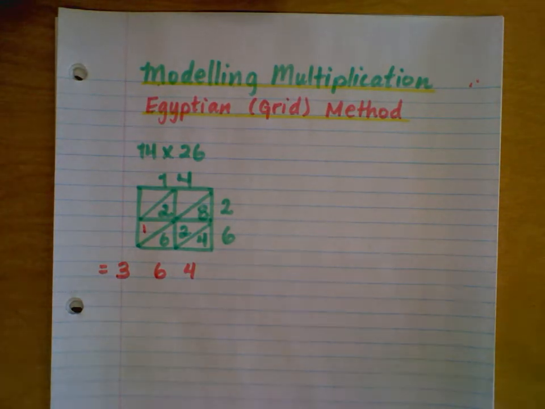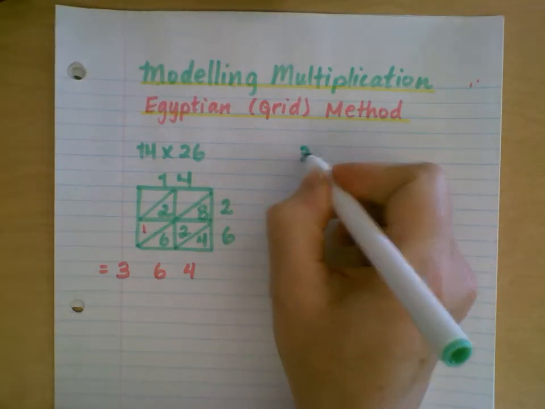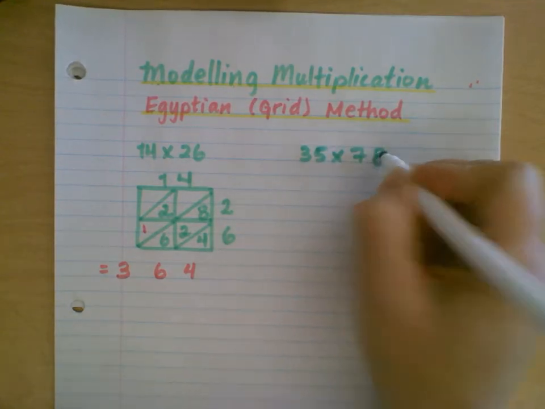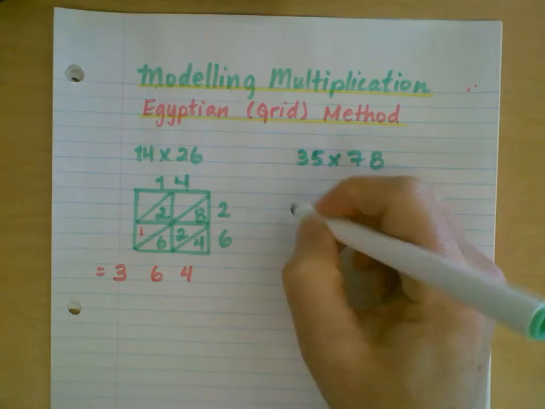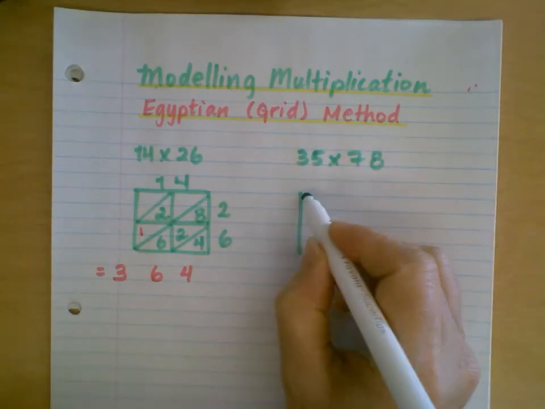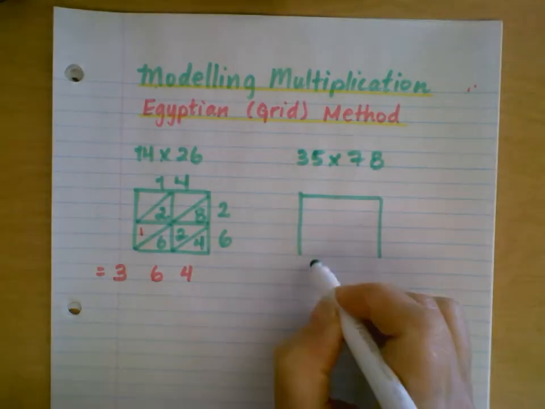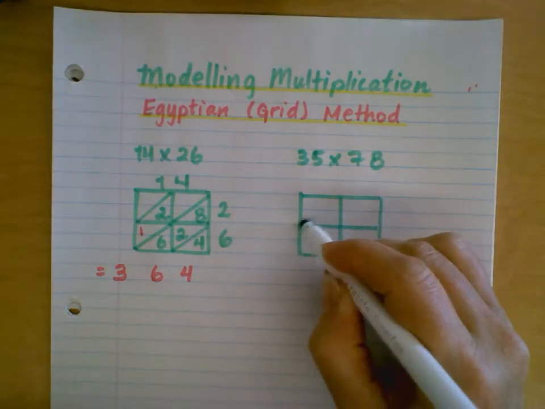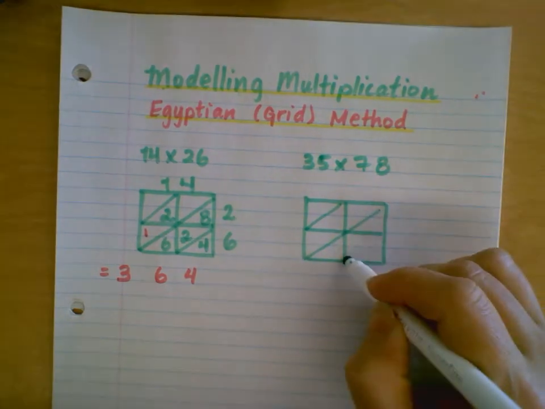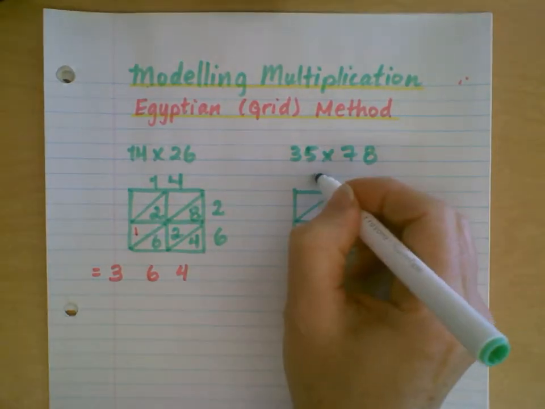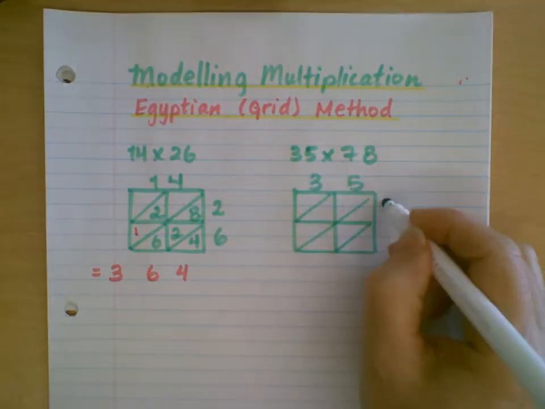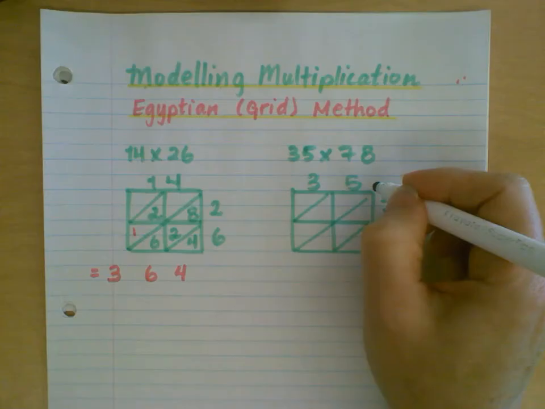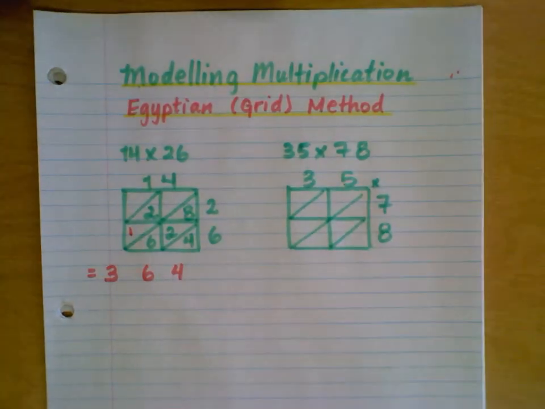Okay, we're going to do another one. 35 times 78. So again, it's a 2 by 2, 2 digit by 2 digit. So I'm going to start with my little grid like that, diagonal lines. So 35 times 78. You could put a little x here for multiply.